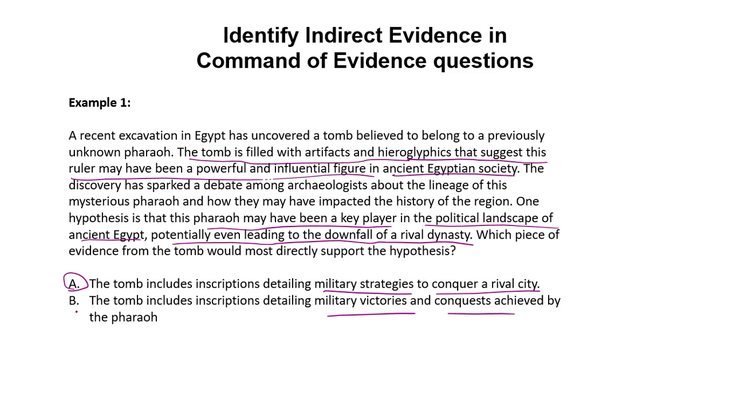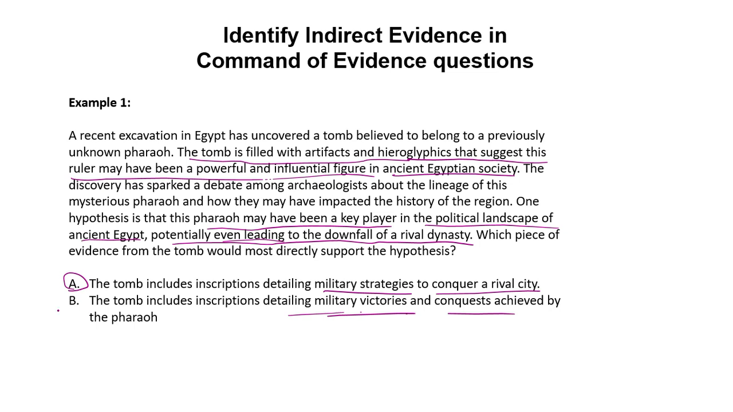In the second statement, it clearly states that it details military victories, because this is what is given in the text, right? So we have to come up with the answer choice that supports the text in the most direct form. Detailing military victories would very much correlate with this, right? Even leading to the downfall of a rival dynasty.